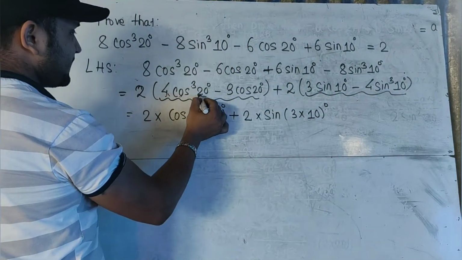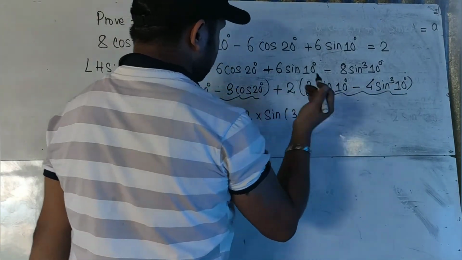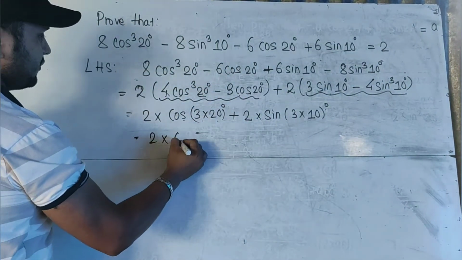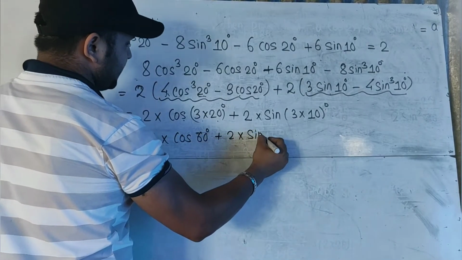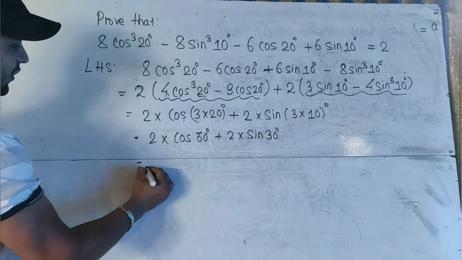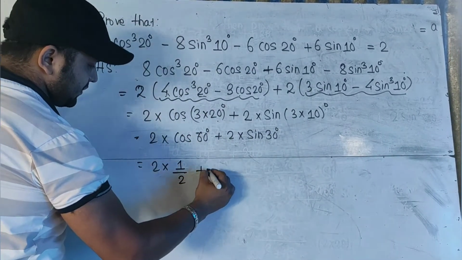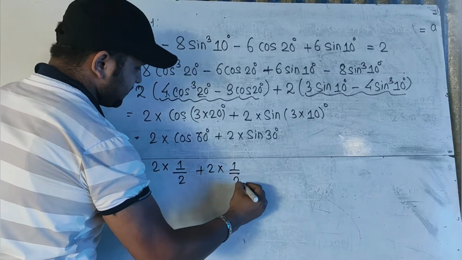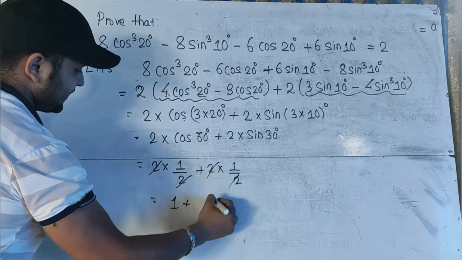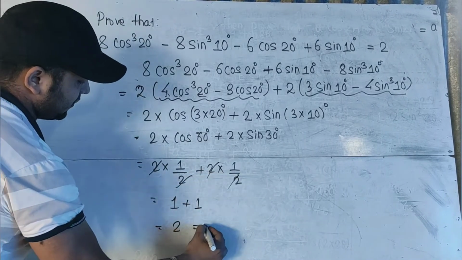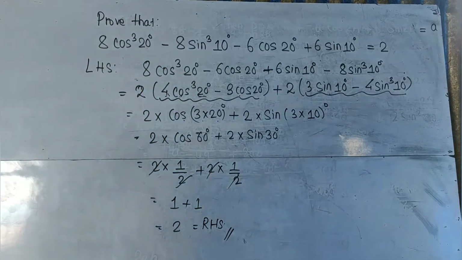Now we just use the formula here and then here. 4 cos cube theta minus 3 cos theta is cos 3 theta. 3 sin theta minus 4 sin cube theta is sin 3 theta. Now we'll put the value. 3 into 20 gives you 60 degree. 3 into 10 gives you 30 degree. Now we know the numeric value of cos 60 degree is 1 by 2, and the numeric value of sin 30 degree is also 1 by 2. 2 and 2 cancel, we have here 1 left, and 1 plus 1 gives you 2, which is our RHS. So we prove the solution in this manner.